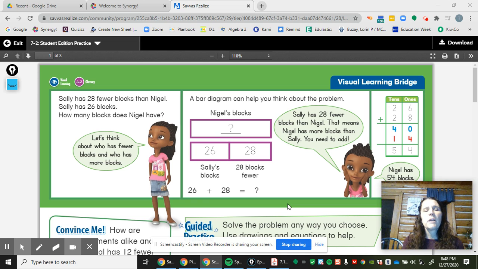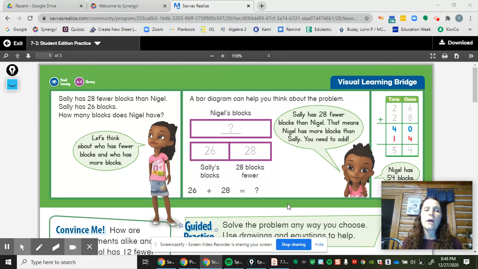Good morning, second graders. Today is Tuesday, January 5th, and we are doing lesson 7-2 today in our math. We're continuing on our lesson about adding and subtracting in story problems.